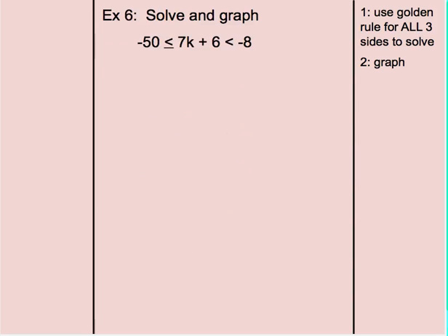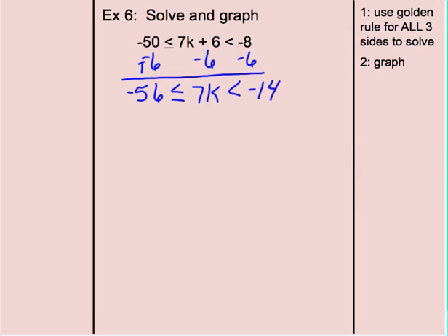Last example. Same process, whatever I do to one side, I do to all three sides. So the first thing I need to cancel is that positive 6. Negative 50 minus 6, I'm digging myself further into debt, or I'm borrowing more money. Same thing over here, negative 8 plus negative 6 is negative 14. And to finish getting k by itself, I'm going to divide everything by 7. Negative 56 divided by 7 is negative 8. My 7's cancel, and we get negative 2.